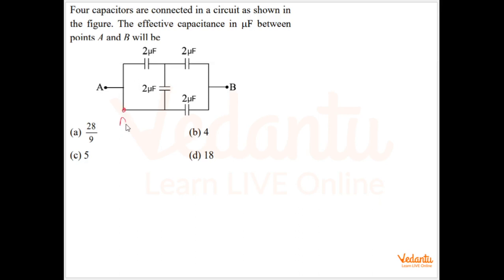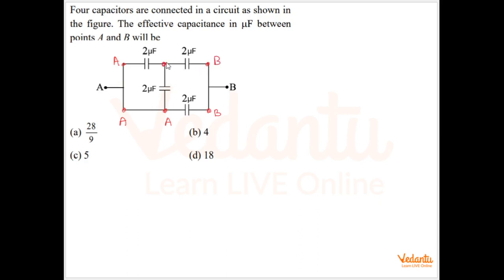This point will also be A, this point will also be A, this point will also be A, because all of these points beta are directly connected to the point A without any element in between. There is no capacitor, no resistor in between. So all of them will be named A. This will be point B and this will also be point B.